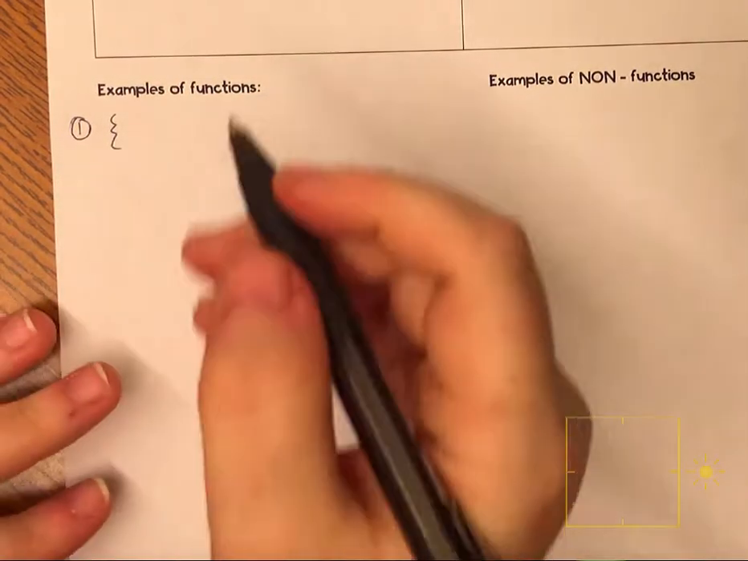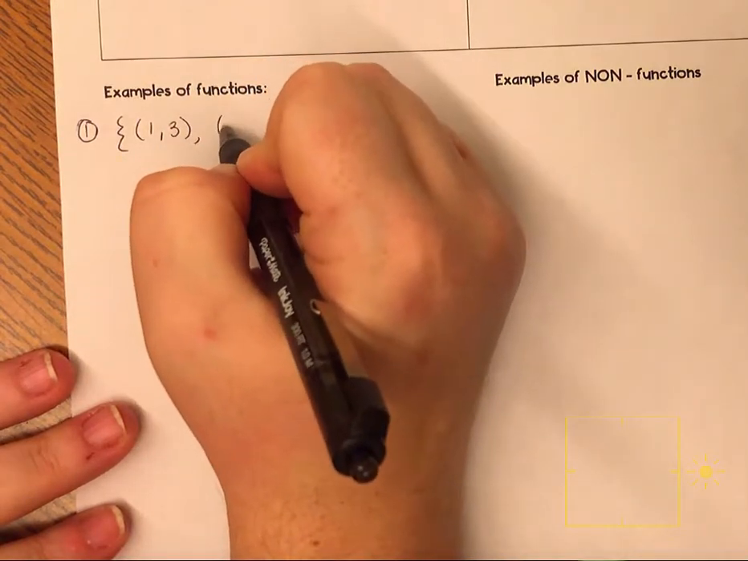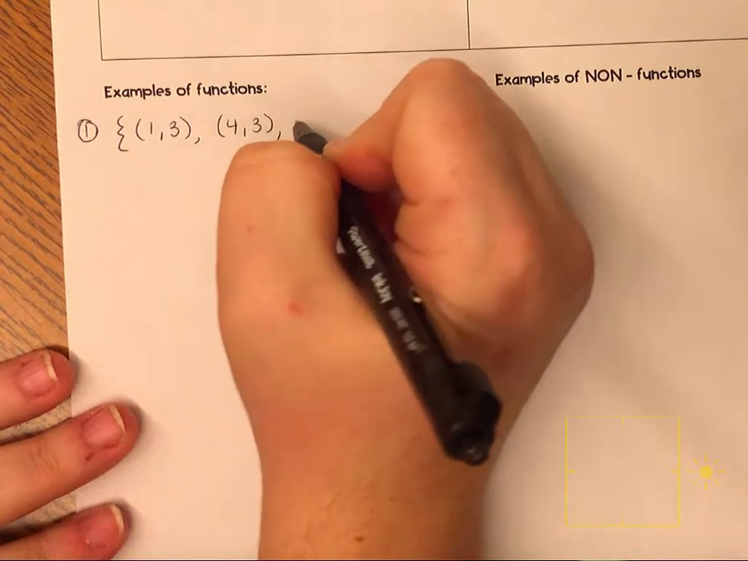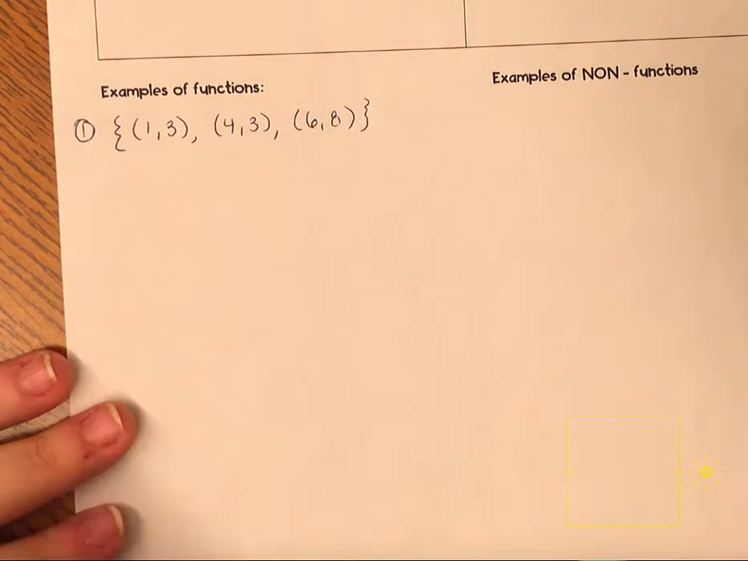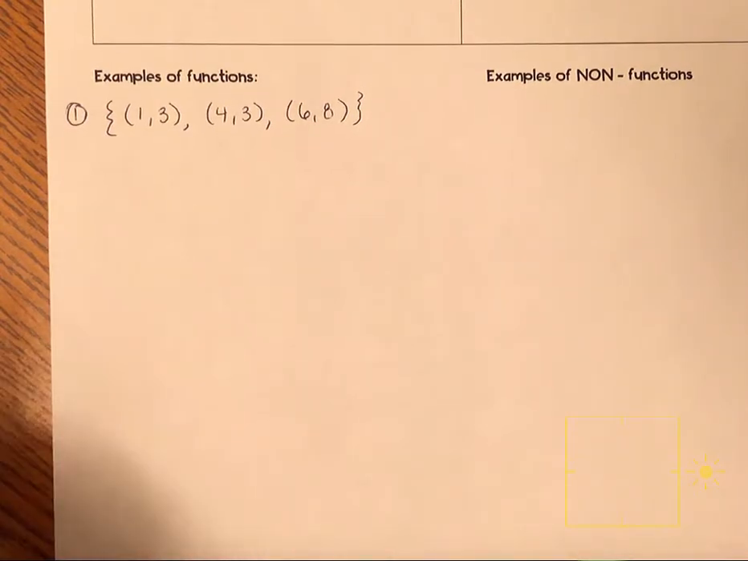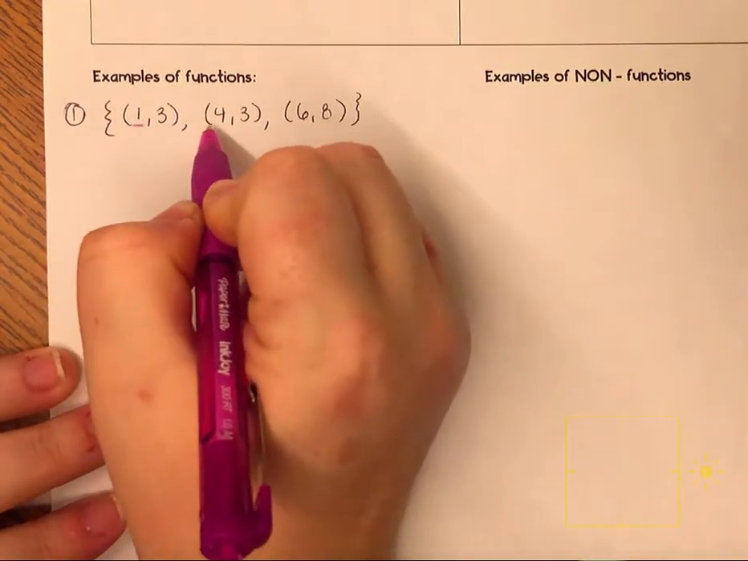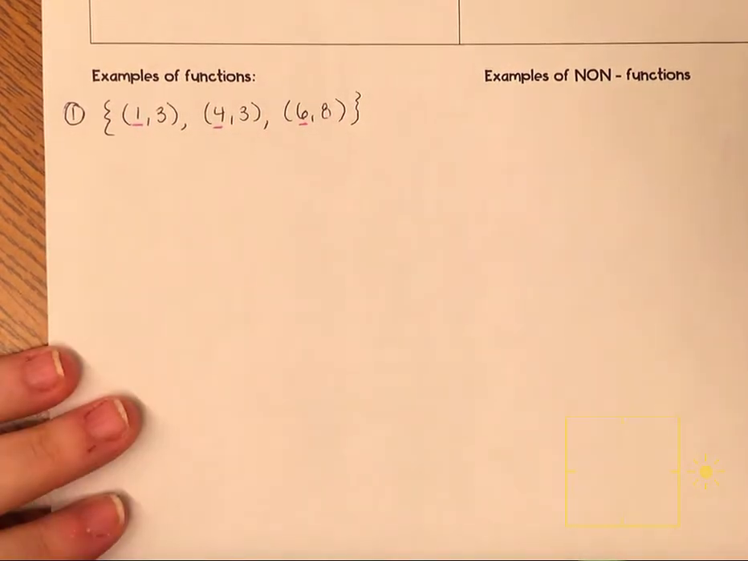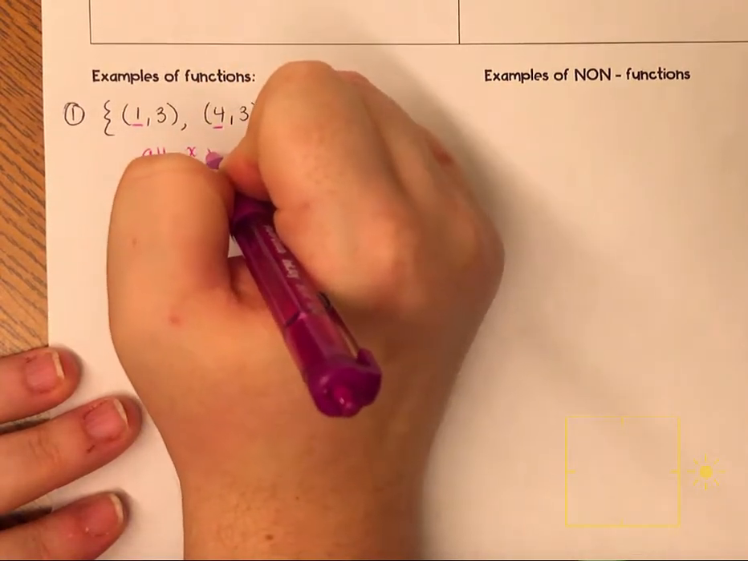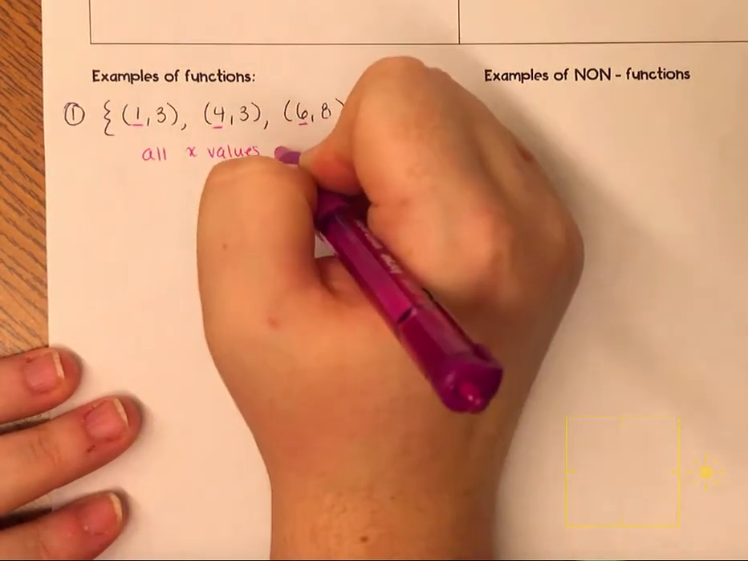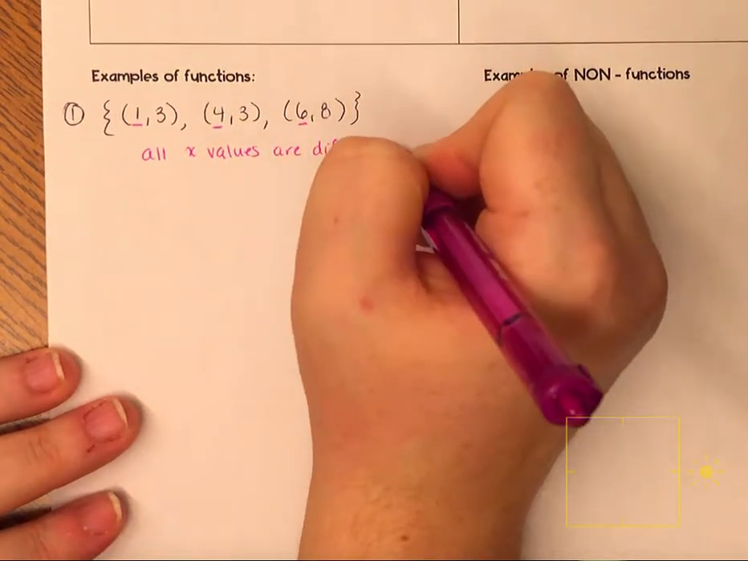of coordinates such as (1, 3), (4, 3), (6, 8), and that's my set, so I have 3 coordinates. This would be a function. The reason this is a function is because if we look at the x values, all of the x values are different. This will automatically mean it's a function.